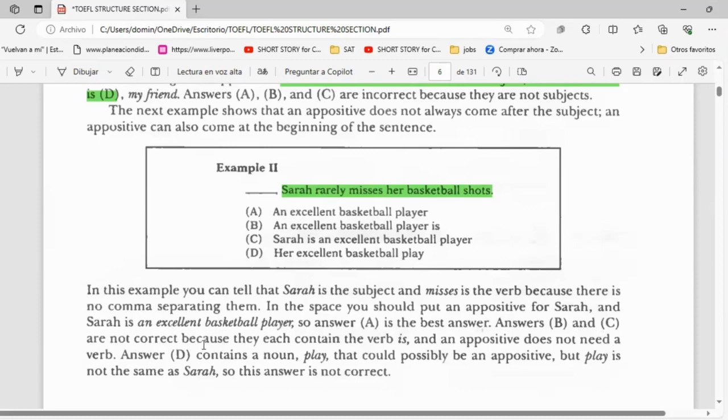Answers B and C are not correct because they each contain the verb is, and an appositive does not need a verb. Answer D contains a noun, play, possibly being an appositive, but play is not the same as Sarah. So this answer is not correct. Okay, so letter A is the best answer to complete this sentence.